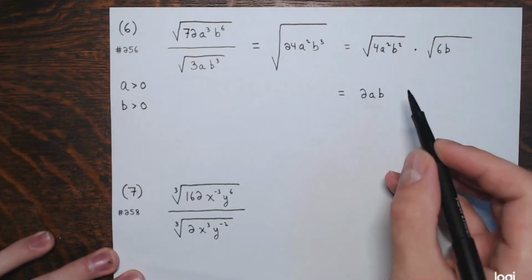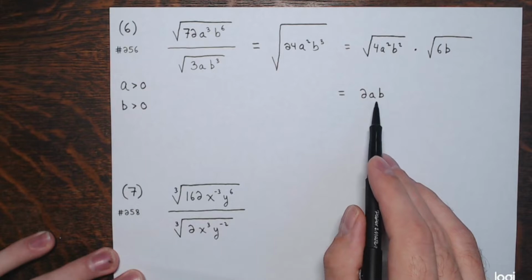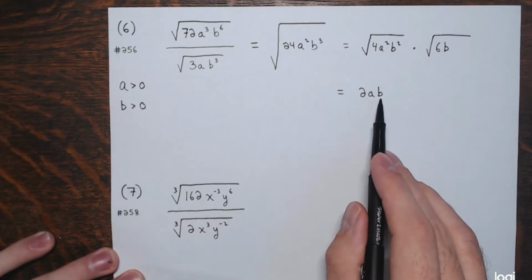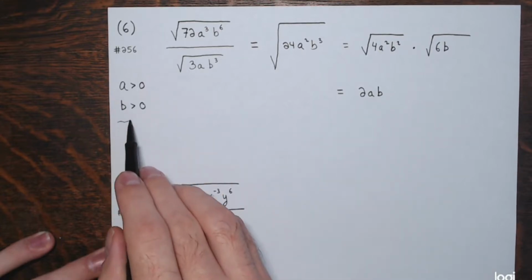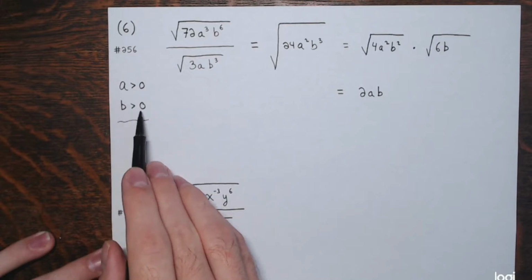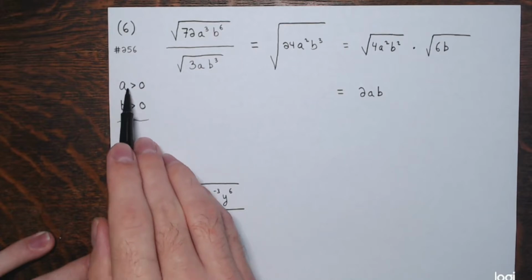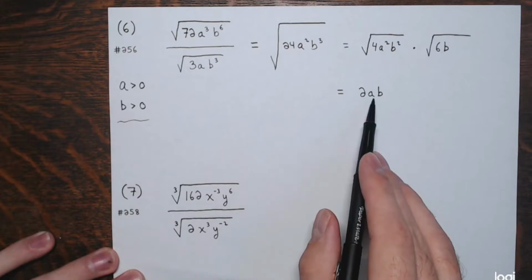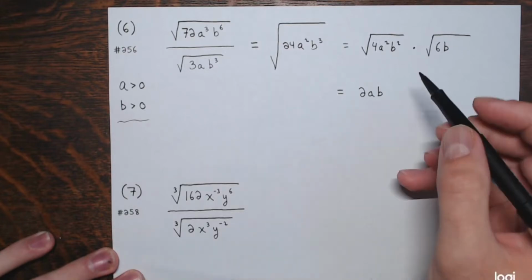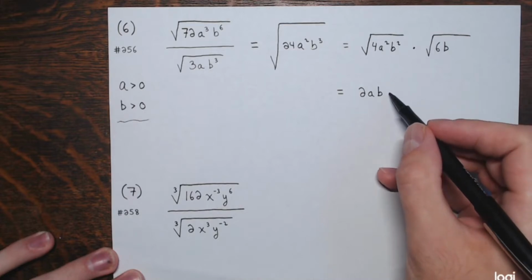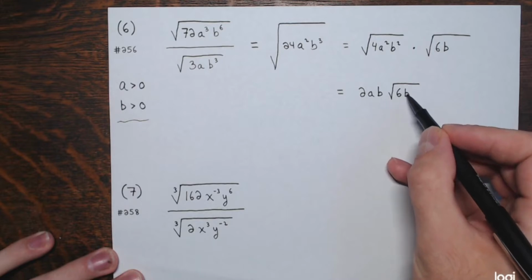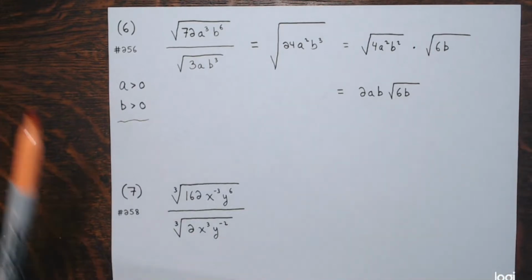Now again, I know that normally we'd put absolute value symbols around these, because these can be negative, but remember, back in the beginning we said in order for us to go through this, we're assuming that a has to be positive and b has to be positive. So if a is positive and b is positive, there's no need for absolute value symbols here, so I'm just going to write 2ab. Okay. Then times the square root of 6b. And that's as simple as that radical will get.